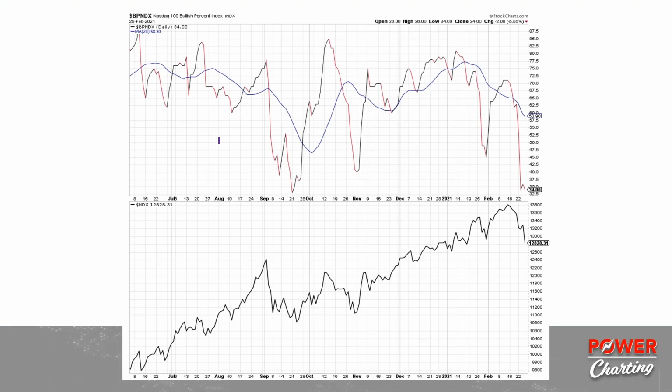Let's bring those conditions up to the current situation because a lot's happened in the last week. And then we're going to look at some point and figure work. Hopefully, this will circle back into the discussion that we're having right now regarding the markets. Bullish percent of the NASDAQ 100 here. This is a daily chart.